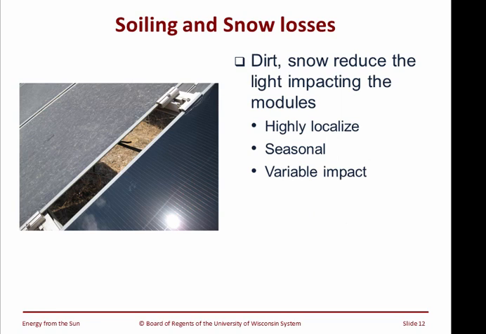Soiling and snow losses are also important for calculating effective insolation. Dirt and snow can reduce the amount of light impacting the modules, which of course reduce generation. This is a highly localized phenomenon where one place on the Earth would not be the same as another, and typically, especially for snow, is a very seasonal impact. It's very difficult to make general statements about soiling and snow losses, but they are important to consider.